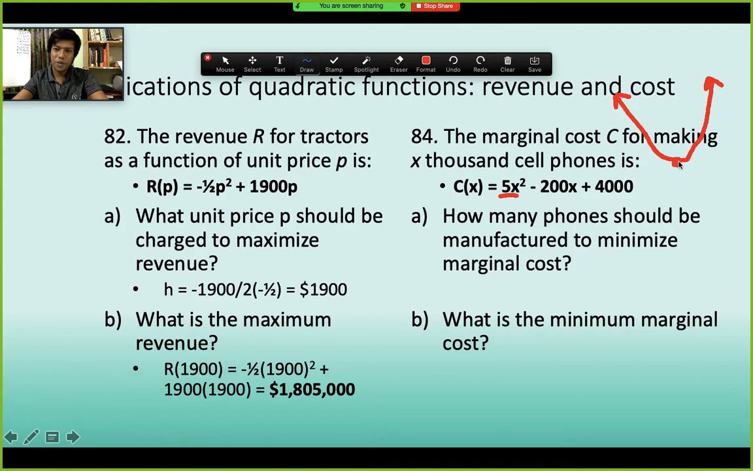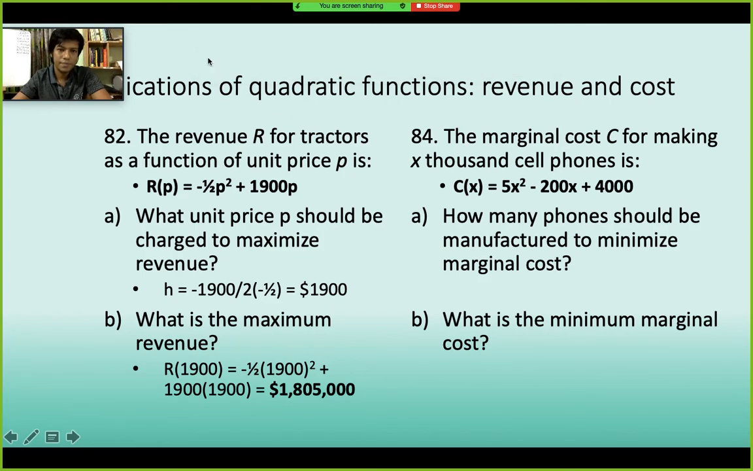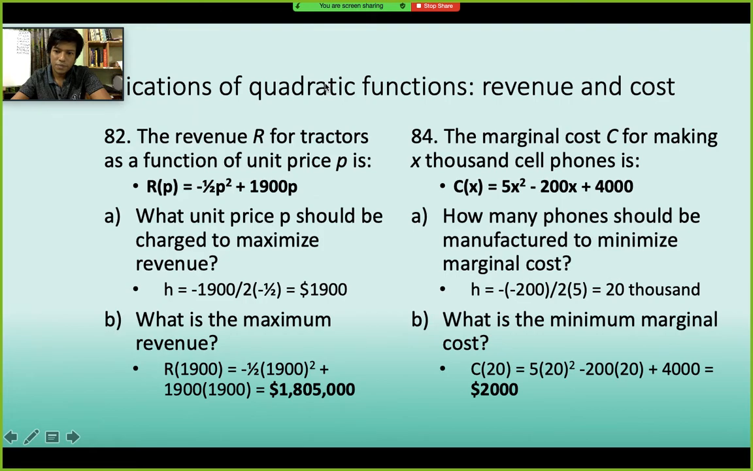So the lowest point you have to find out. That's why the question is minimum marginal cost, minimum cost. So cost is the y value, and the number of phones is x here. So you have to find out what? Vertex. Try it out, and I will show you the solution so that you can match it. Is this your answer? Is this your answer?